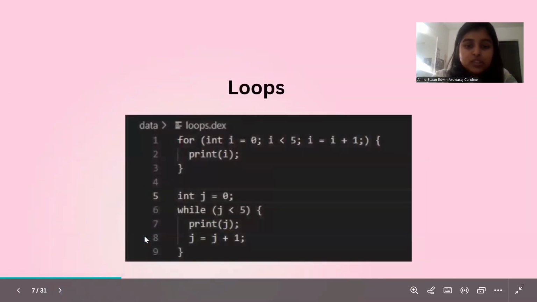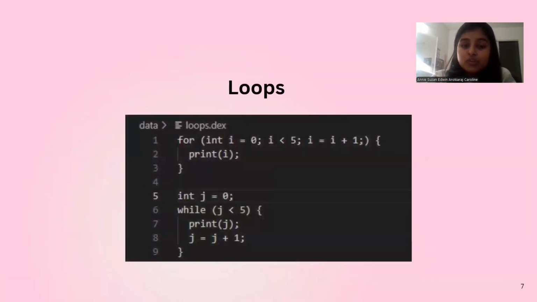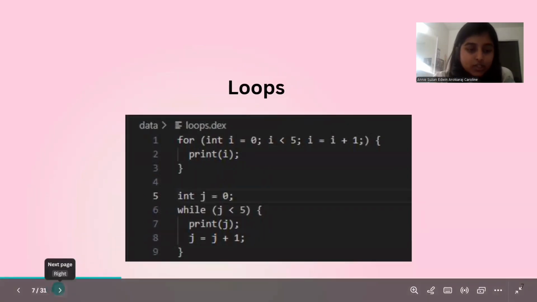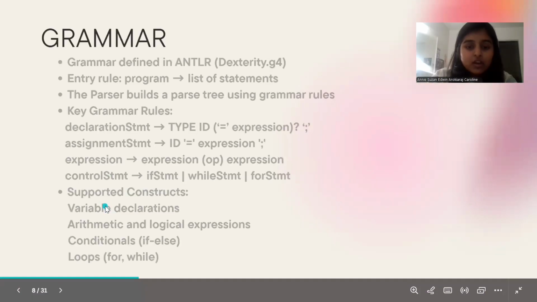Followed by the loops. We have implemented both for loops and while loops in Dexterity. A typical for loop includes initialization, condition, and update inside parentheses, just like in Java. And our while loop checks the condition at the start of each iteration. These constructs are powerful for building repetitive tasks like summing numbers or iterating over counters. So over to the next slide, the grammar.